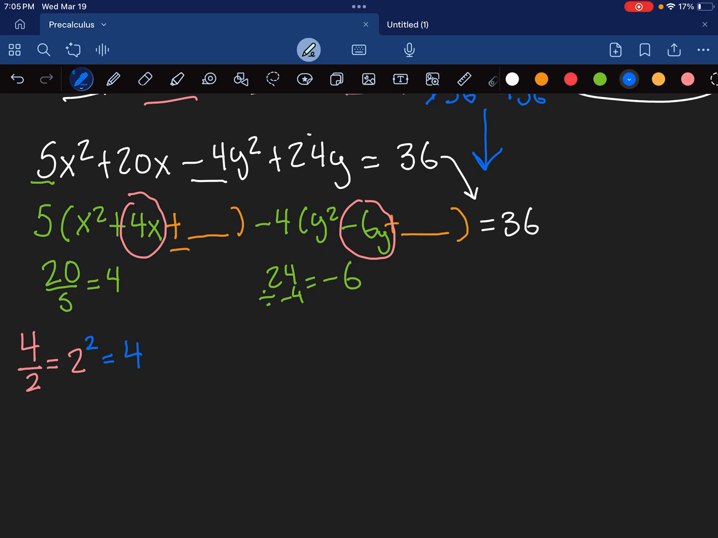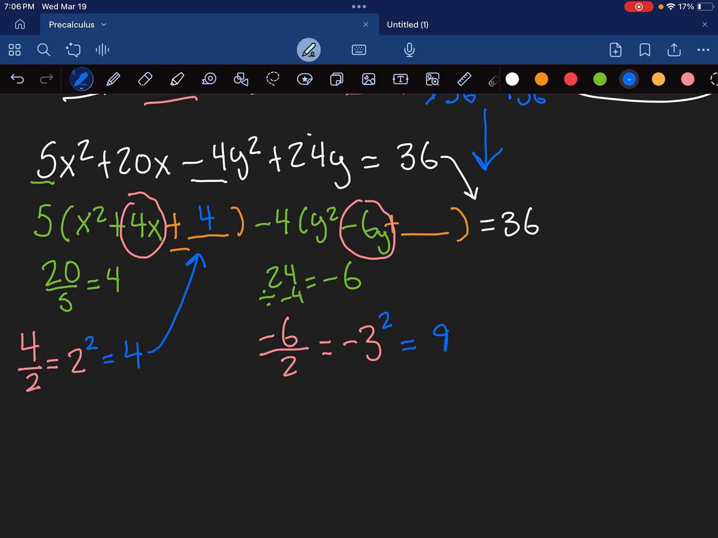Okay, so now that we have the 4 here, what we're going to do is attach it to that blank space that we made earlier. So we're going to add the 4 right there. Okay, and then same process for the y. We're going to do -6 divided by 2. So that just comes out to -3. And then we're going to square it, and that comes out to 9.